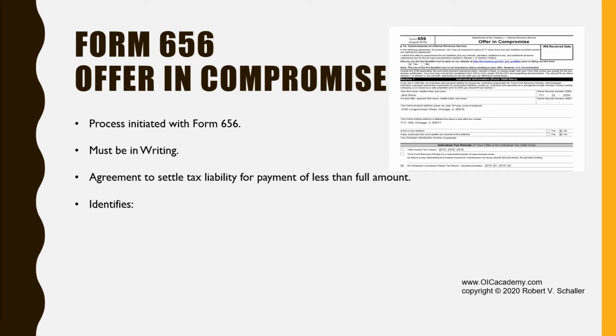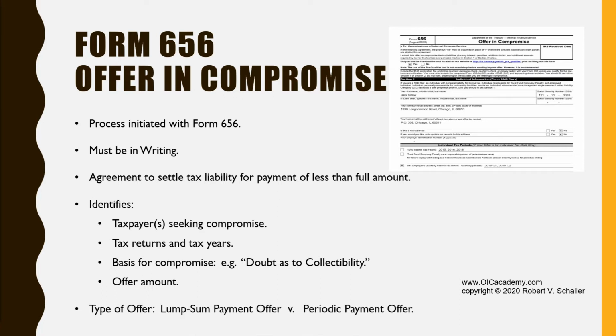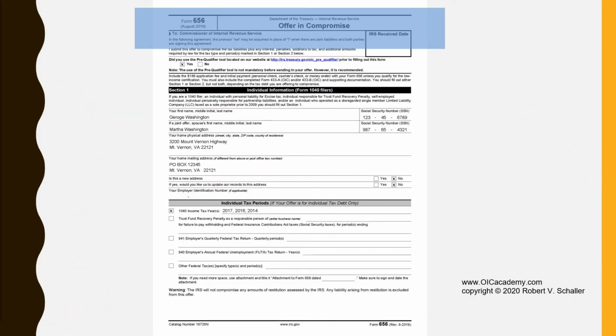Form 656 identifies key information, including the names of the taxpayers seeking compromise, the tax return and tax years from which the tax liability emanates, the basis that authorizes the IRS to compromise the tax liability, for example, doubt as to collectability. And of course, Form 656 identifies the offer amount that the taxpayer agrees to pay to eliminate the back tax liability. Finally, Form 656 identifies the type of offer being submitted, either a lump sum payment offer or a periodic payment offer. Now let's review Form 656 completed for George and Martha Washington.